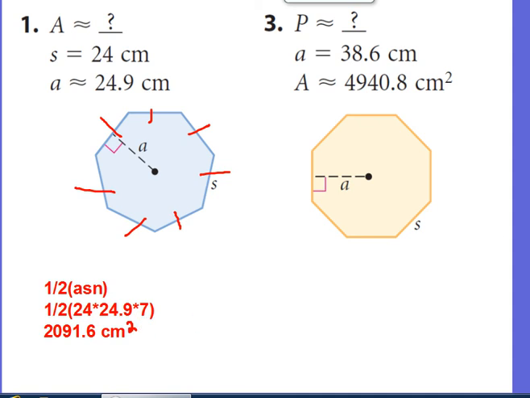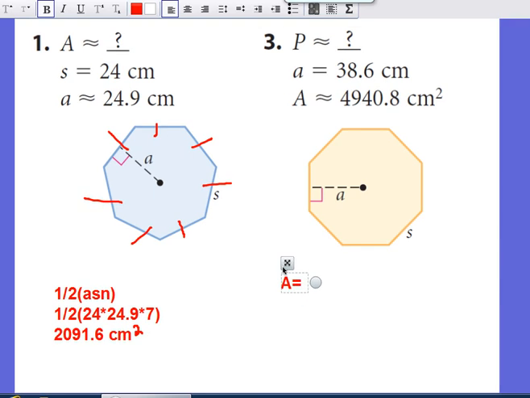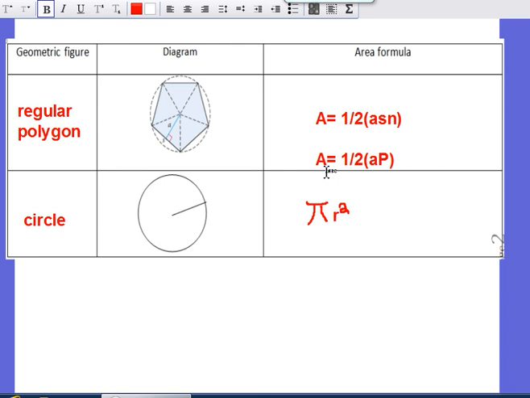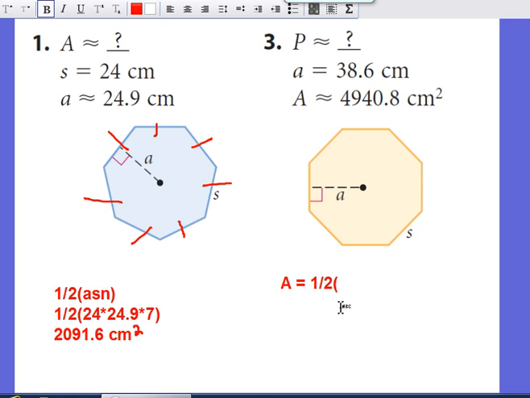Okay, so for number 3, it wants you to find the perimeter given apothem and area. So we go ahead and write our equation. Area equals 1/2 times the apothem times the length of the side times n, or I gave you that second equation. Area equals 1/2 apothem times the perimeter. It wants us to find the perimeter, and it gives us the area. So we go ahead and plug in. That's something you got to get used to.